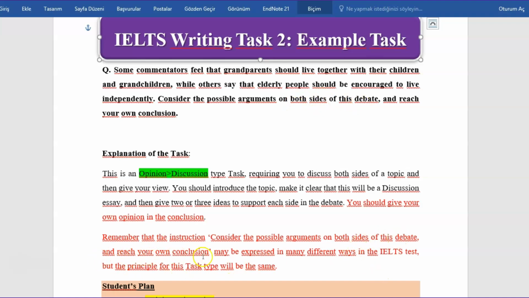And reach your own conclusion. They may say that in many different ways, right? In different words and vocabulary in the IELTS test. But the principle of this task type will be the same. The crux of the question is the same, okay?